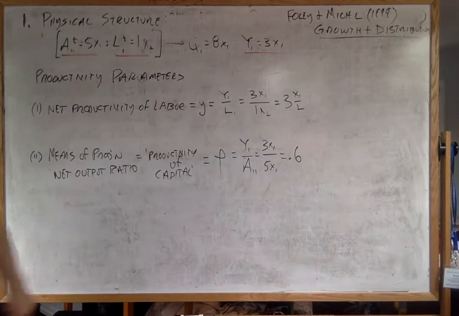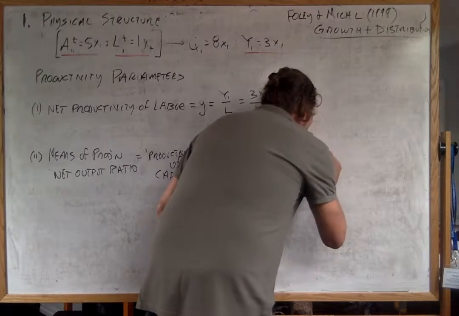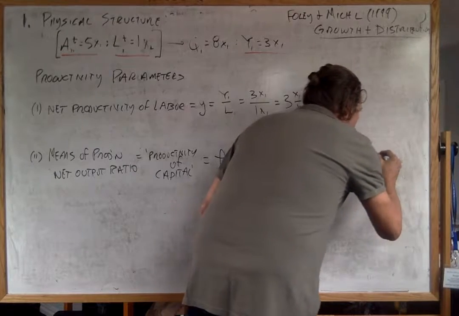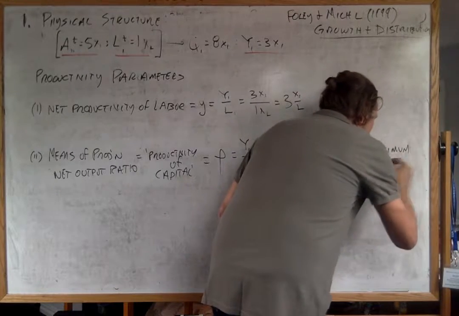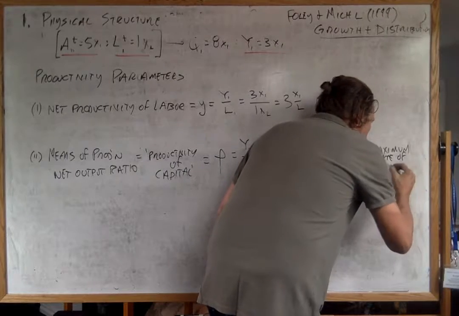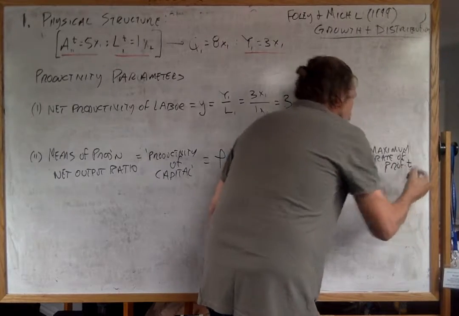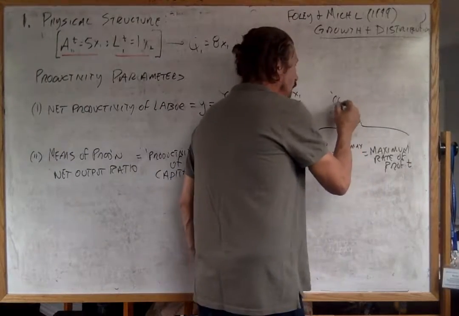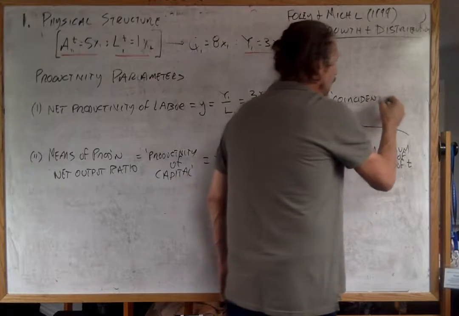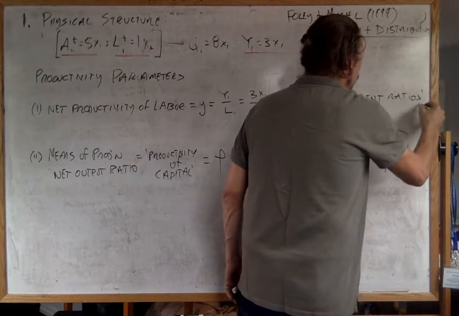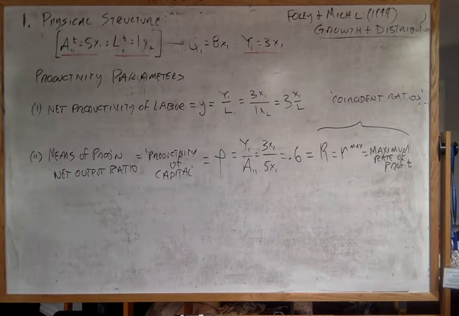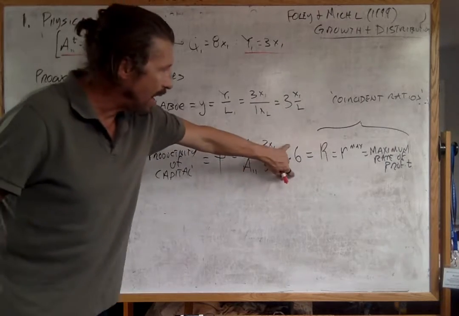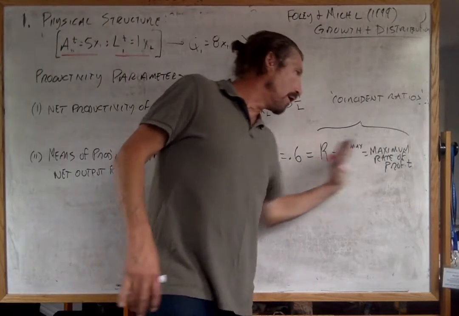Now, we're going to be able to show that this is also equal to the maximum rate of profit R. They come to coincide. When you read Sraffa, he calls them coincident ratios. They're not exactly the same: this comes from the productivity side, if you will. The physical structure side gives you your net output capital ratio, and the maximum rate of profit is going to be a distribution side.